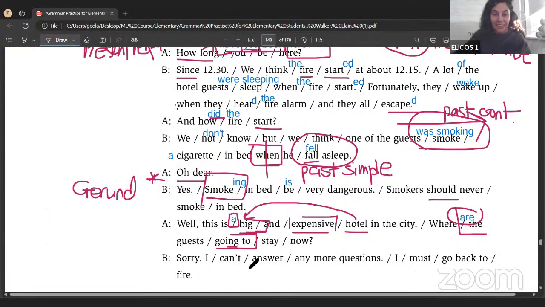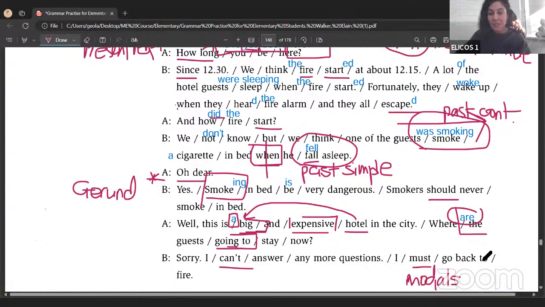Sorry, I can't answer any more questions. That's fine. That's using the modal can, but we just made it a negative. I cannot, I can't answer any more questions. I must, that's another modal. Okay, so make sure you know your modals. We did that maybe 2 lessons ago. Okay, these are modal verbs.